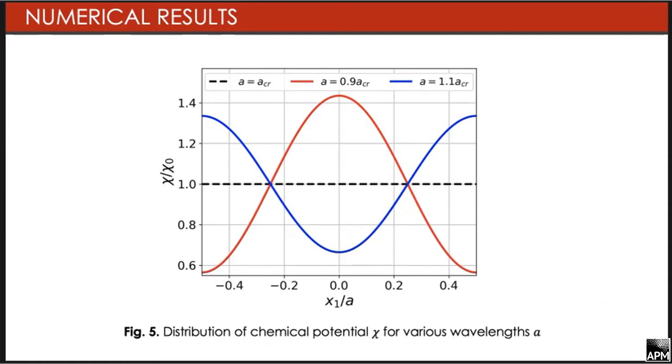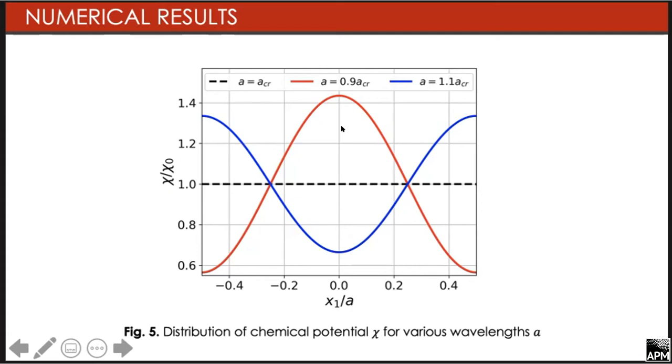The dashed line corresponds to the critical wavelengths and demonstrates the uniform distribution of chemical potential. The red line corresponds to wavelengths less than the critical value.